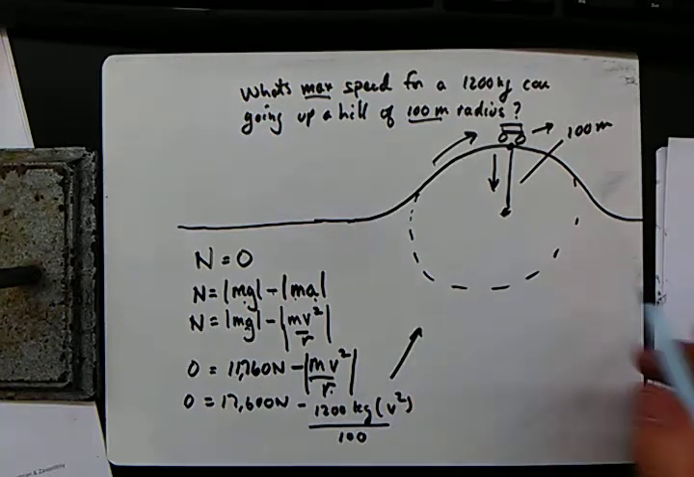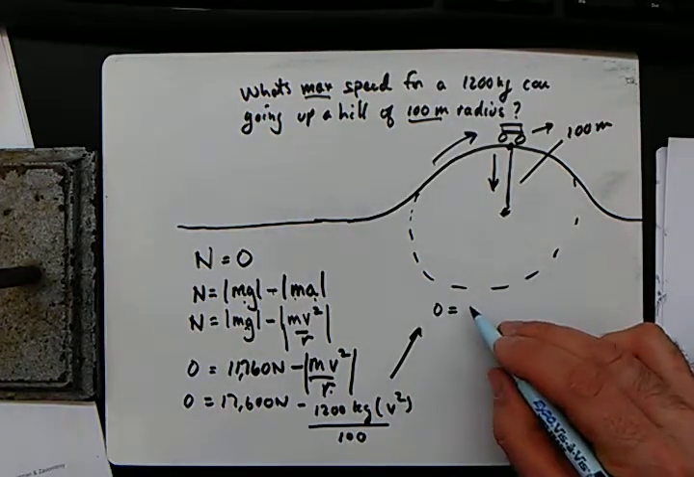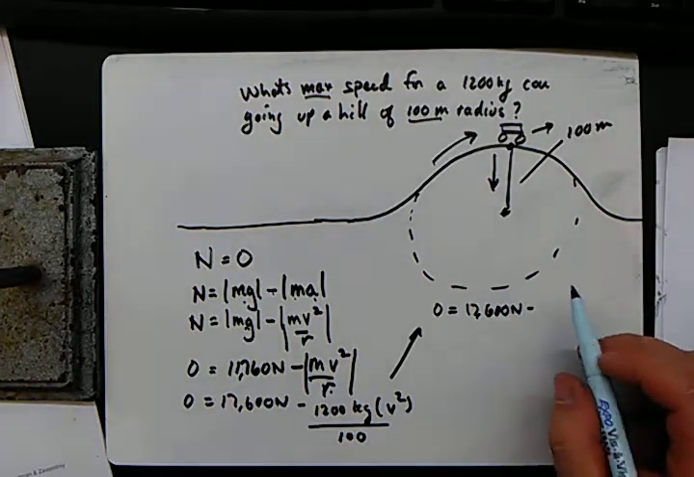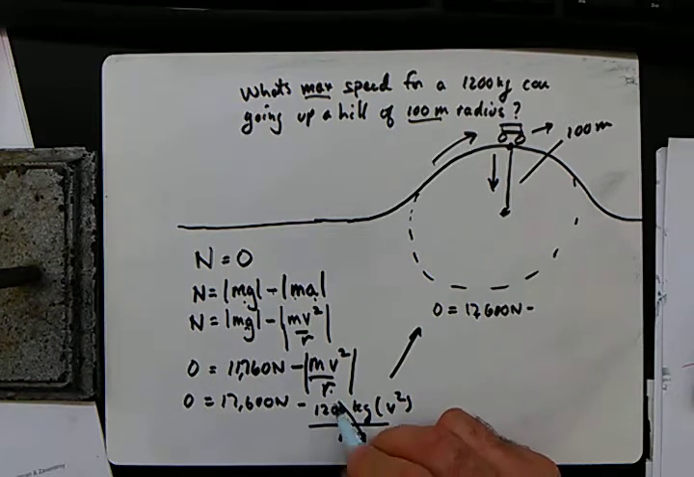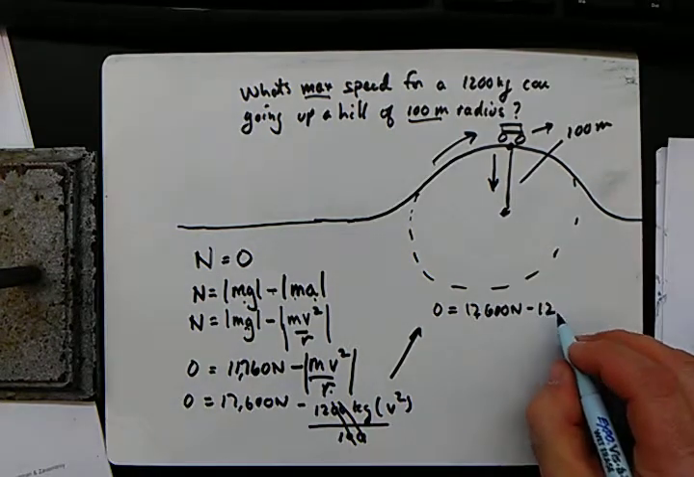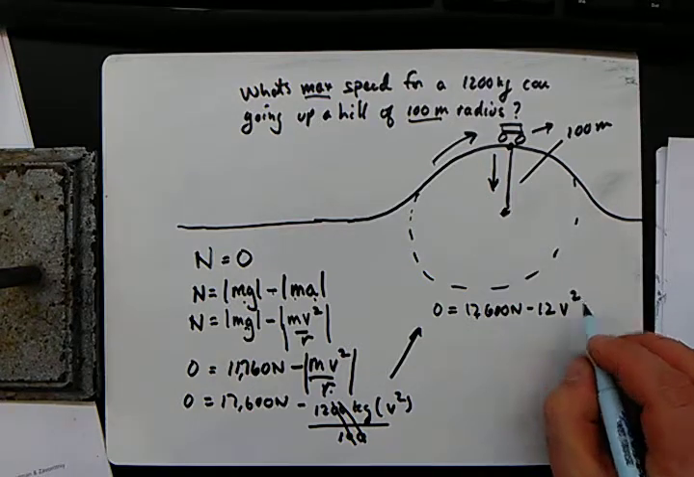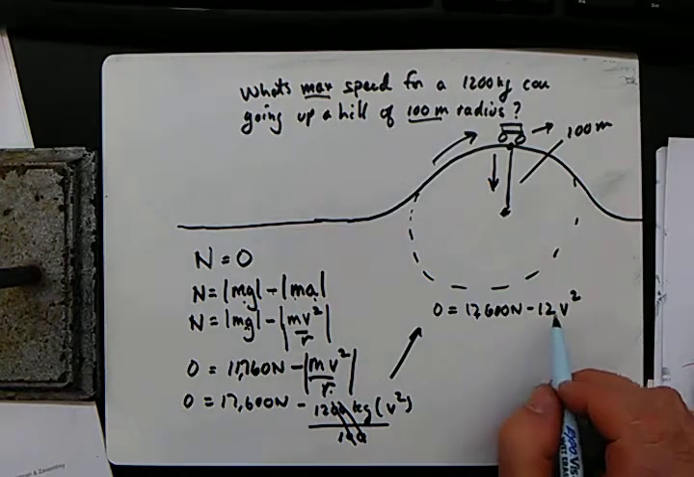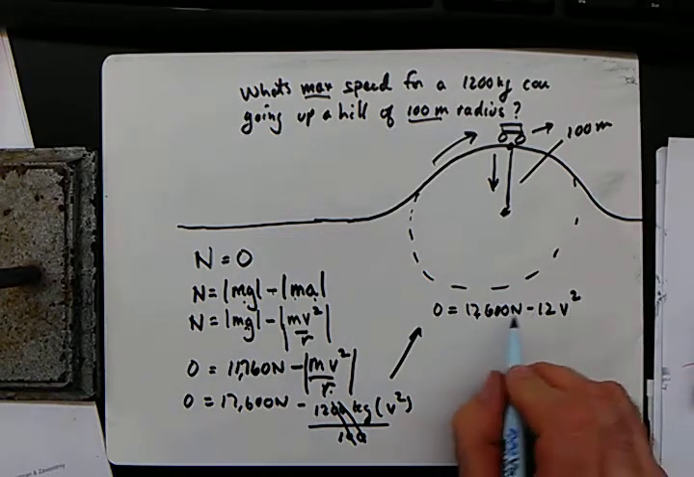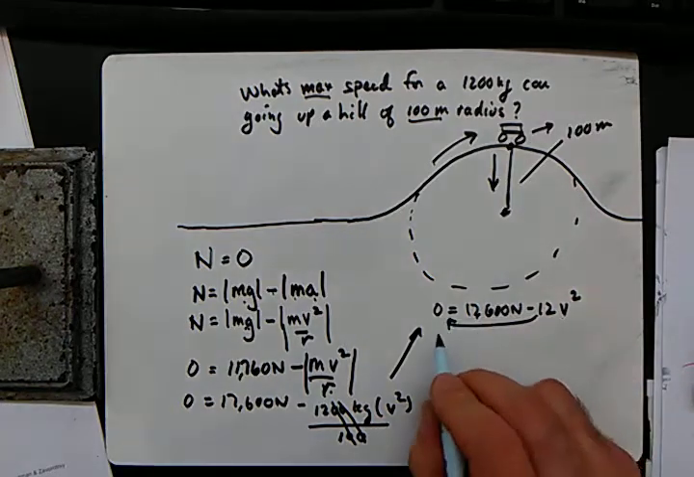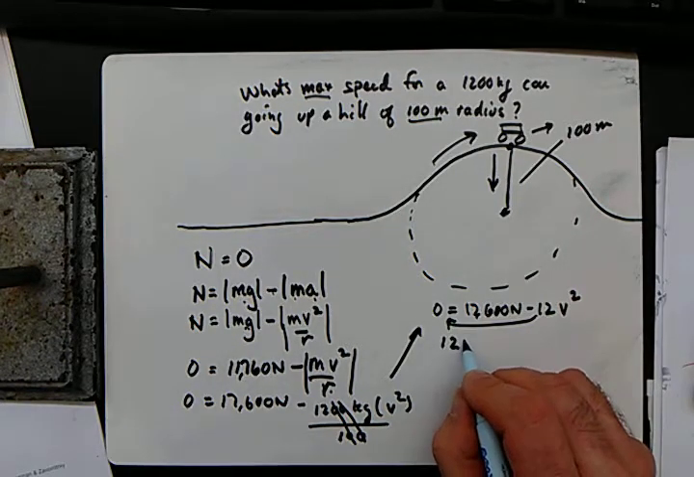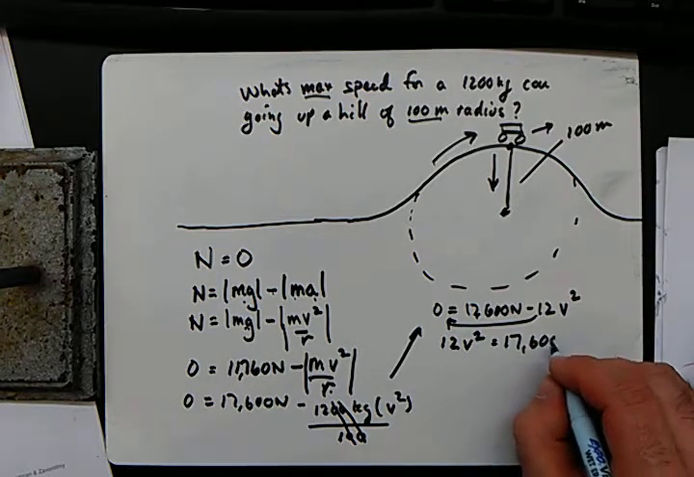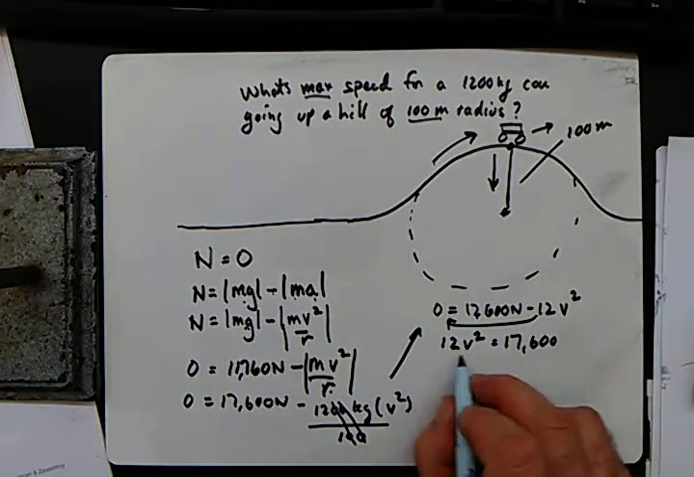So I'll bring this up here. So 0 equals 17,600 minus 1,200. We're going to get rid of a couple zeros here. Minus 12 v squared. I just got rid of a couple zeros, so we're just arranging it that way. Okay, so I can bring this over to this side if I'd like. So 12 v squared is 17,600 newtons.